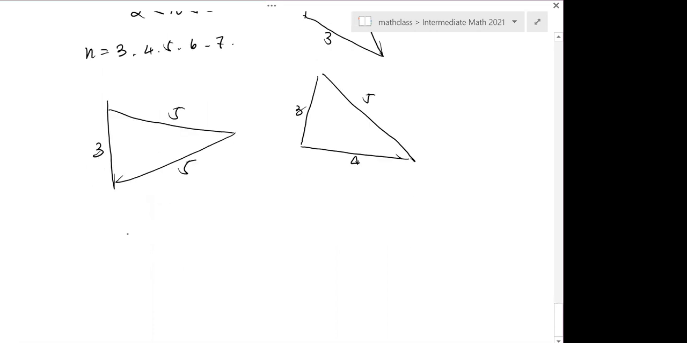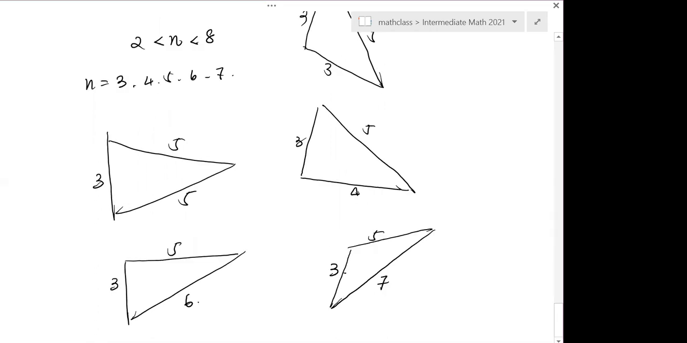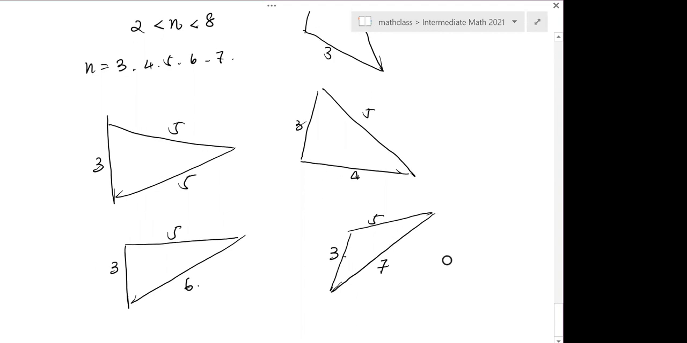So then you have a bunch of them. N equals 3, so this is 5, this is 3. That is 6. Then you keep going, and there'll be 7. So all those triangles, maybe you can quickly find the area of each of them, right? And which one has the smallest area, which one has the largest area? Okay, let's calculate them.